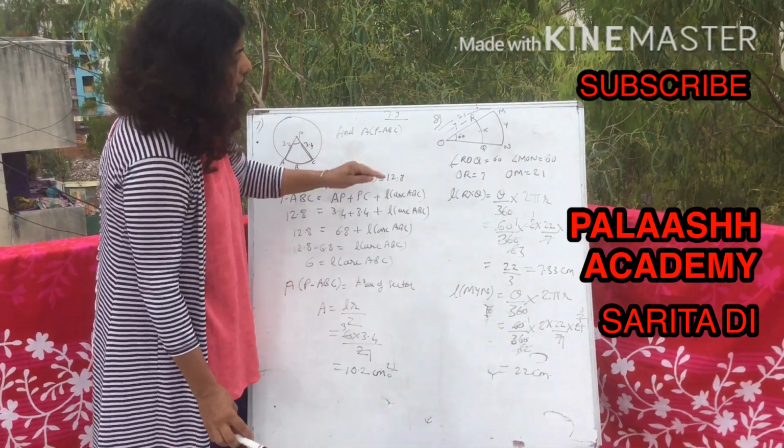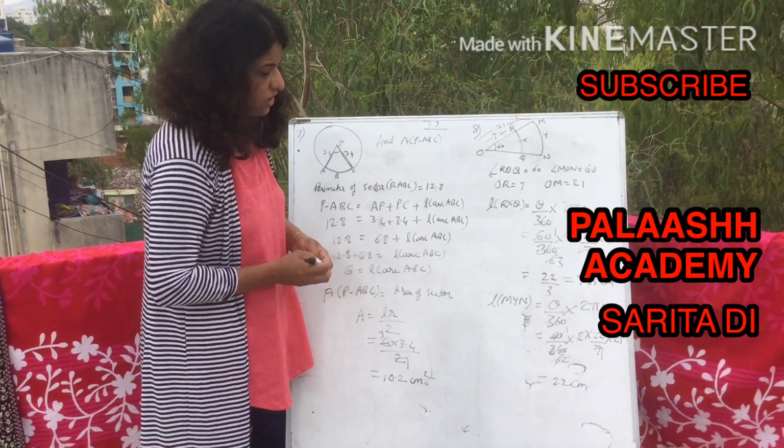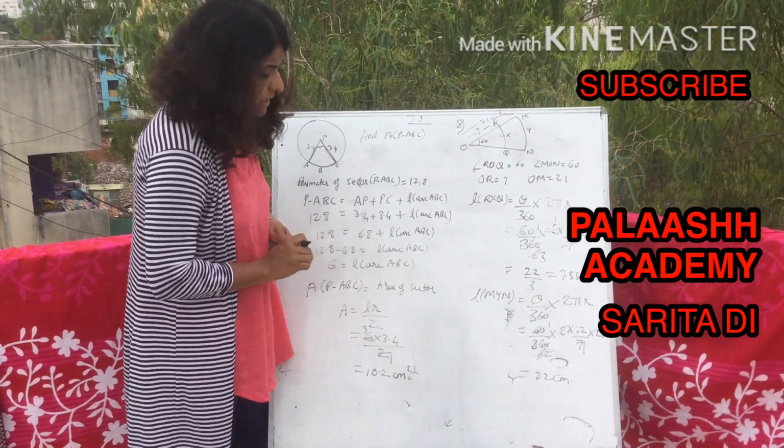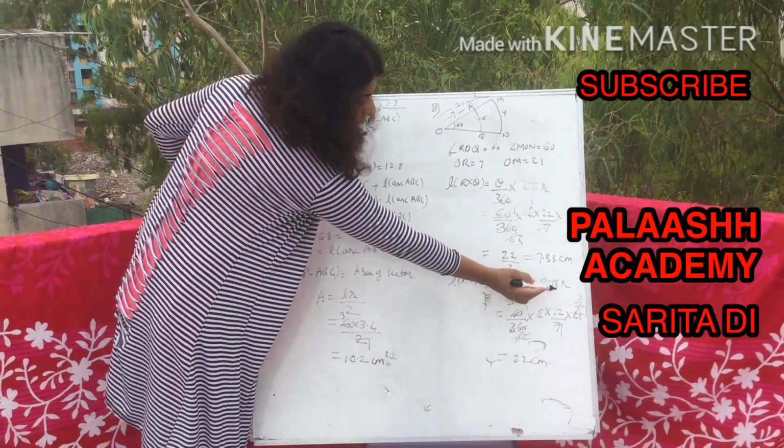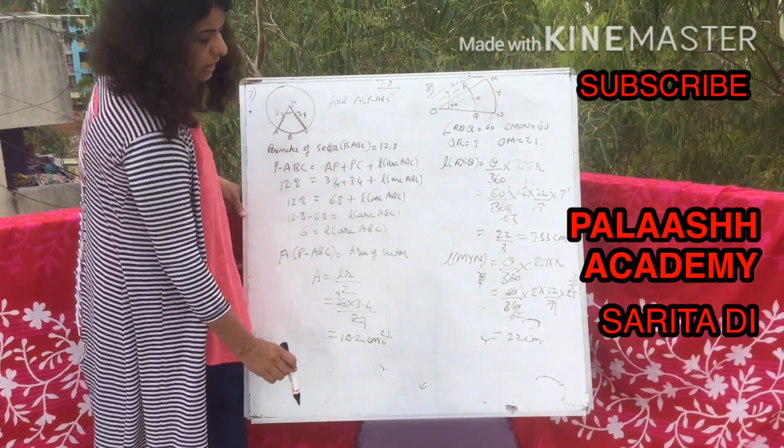And for the length of MYN, you find just theta upon 360 into 2 pi r. Same 60 upon 360 into 2 pi r, and here only the radius will change, it will be 21. Calculate it out, it comes to 22 centimeter.